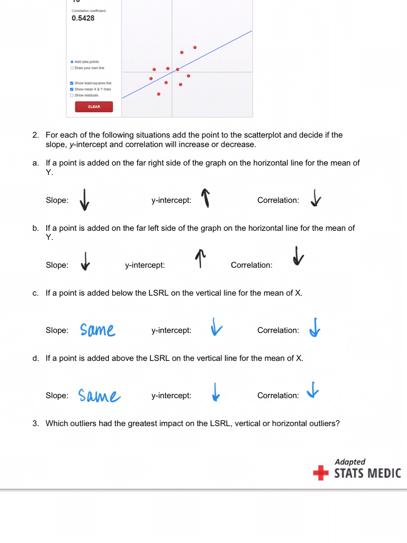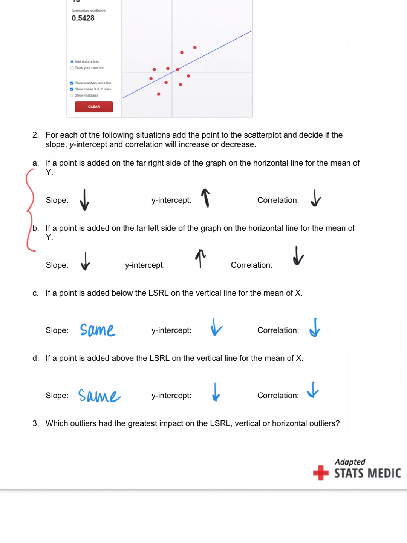Now, let's kind of back up and think about this for a second, okay? The first two changes we made were along the horizontal line that represents what, the average of my y's? No, is that right? I think I said that backwards. These first two, it changed my slope, it changed my y-intercept, and the correlation.